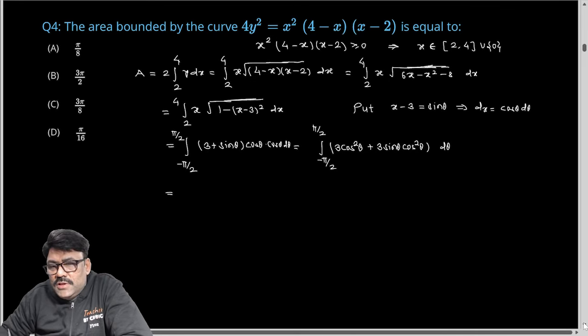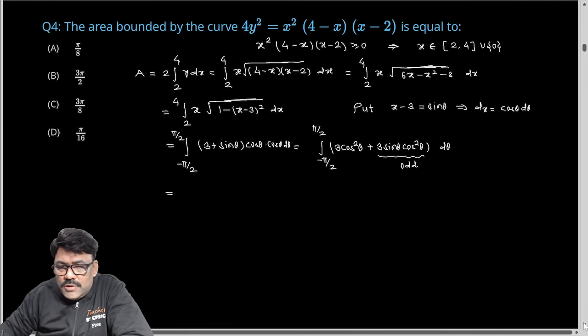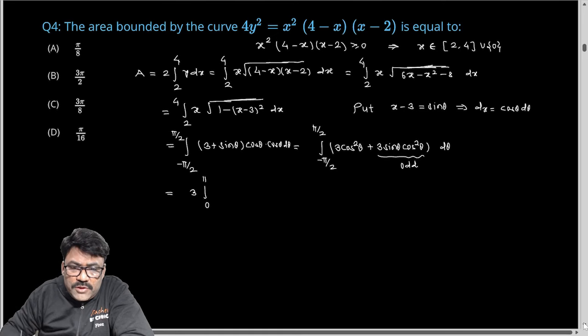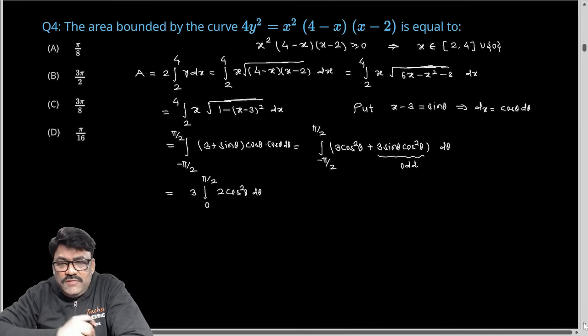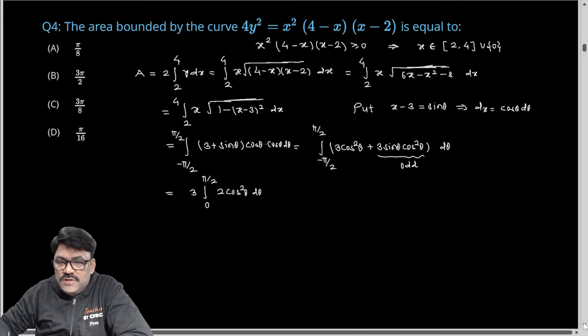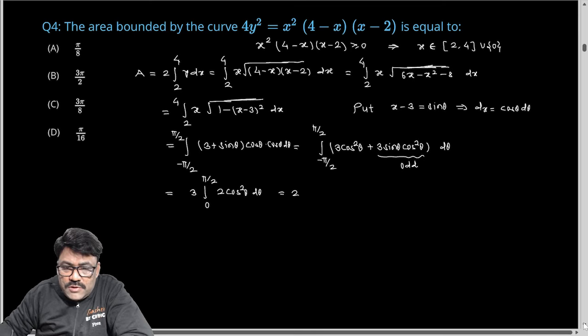Now it is correct. Now in minus pi by 2 to pi by 2, this sine theta cos square theta is an odd function, so this will become 0. So you have to integrate only 3 cos square theta. And cos square theta is an even function, so you can write it as 3 times 0 to pi by 2, 2 times cos square theta. If function is even, then minus a to a f(x) dx can be written as 0 to a 2f(x) dx. Now it is 2 times 0 to pi by 2.